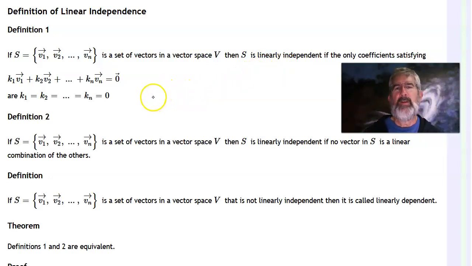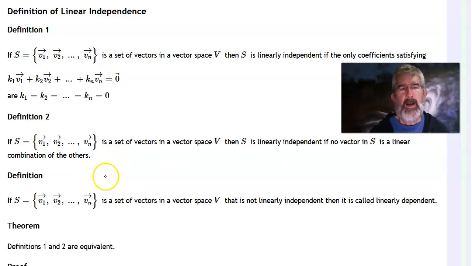This is the definition I'm used to. It's what our textbook used to do, but now the latest version gives the following definition. If S is the set of vectors v1, v2 up to vn, a set of vectors in the vector space V, then we say that S is linearly independent if no vector in S can be written as a linear combination of the other vectors in S. Okay. This is not saying the same thing, but it turns out they're equal to each other.